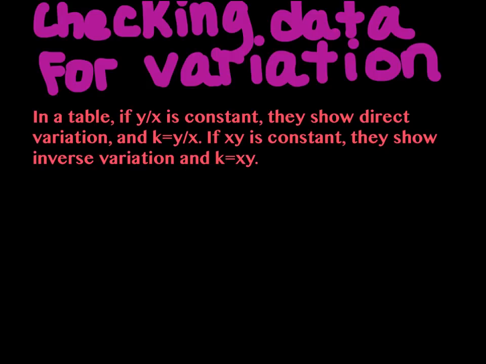Alright, so now we're going to talk about checking data for variation. If you're given a table or a list of values, if the y divided by the x is constant across that table, then that data has direct variation, and your constant will be y over x. If x times y instead is constant, then that shows inverse variation, and your constant k will be the x times y. So it looks a little opposite from what you're used to, right? Because y equals k times x here, or y equals k divided by x for inverse like that.